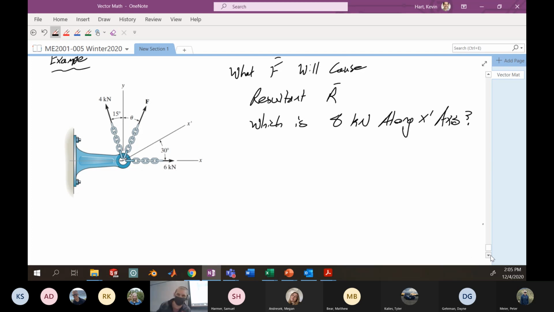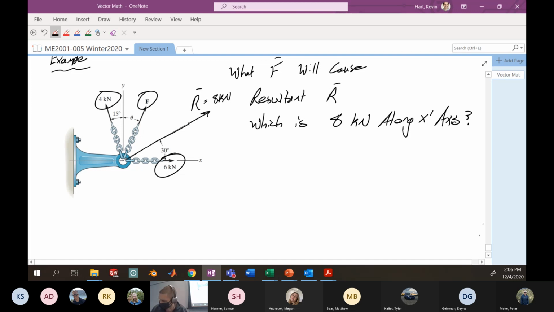All right, so we've worked on problems like this already. We're going to assume that this force plus this force plus this force, when added together, give us some resultant, and we want that resultant to be directed along this x prime axis here, and to be of magnitude 8 kilonewtons. Okay, that's what we're after for this particular problem.